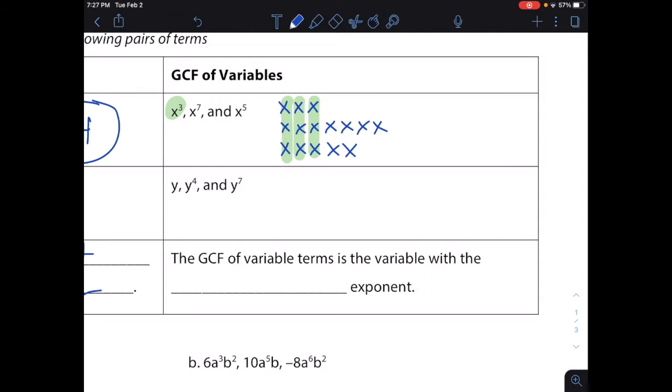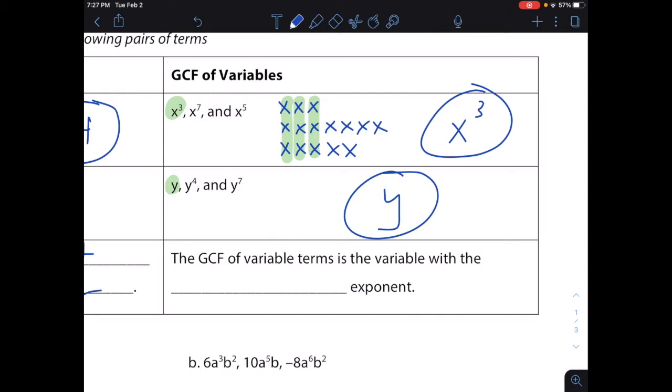And so really the simplest way to look at this is just look for the smallest exponent. Okay, so if you look at this next example, we have y to the fourth and y to the seventh. Well, the smallest exponent is the y. So our GCF is just y. All right, so the general rule is the GCF of variable terms is the variable with the smallest exponent.